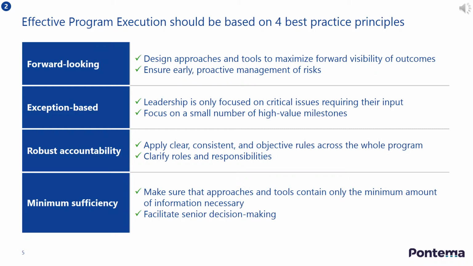not all activities. Thirdly, effective program execution should have robust accountability, meaning it should apply clear and consistent rules across the whole program to limit subjectivity and debate. And fourthly, it should have minimum sufficiency, which means doing enough to succeed, but not more than necessary.